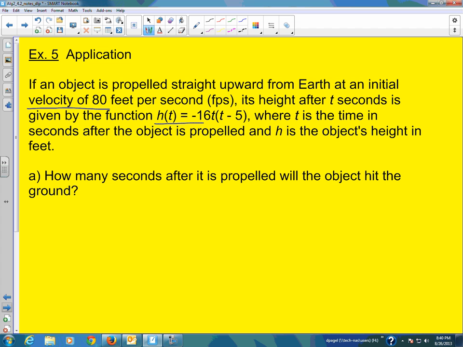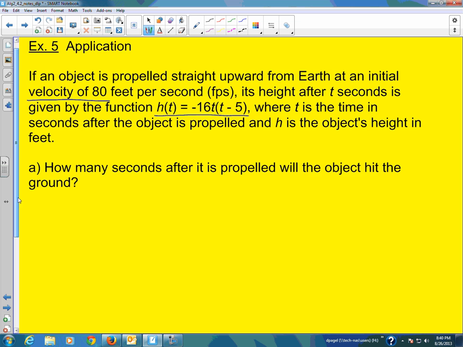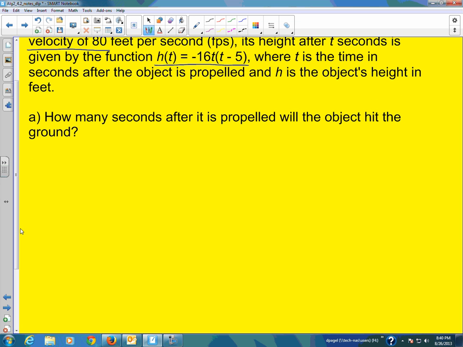We were given a function that we can use, which is kind of nice here. And we're going to answer these questions. How many seconds after it's propelled does the object hit the ground? All right, so what are we looking for? We look for the questions. How many seconds? That's what I'm trying to find. Other information. This is interesting information.